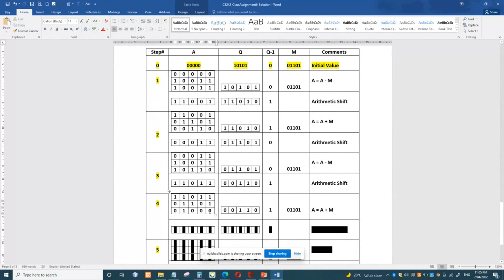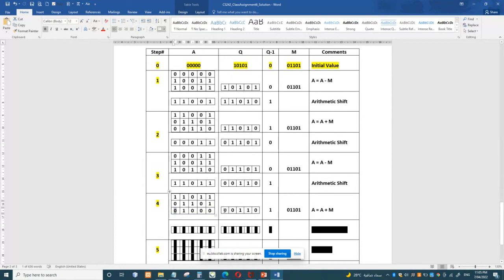1 plus 1 is 0, carry is 1. That carry 1 and this 1 is again 10. 0, carry is 1. That carry 1 and this 1 is 10. 0, carry is 1. 1 carry, this 1 and this 1, total 11. So this is 1, carry is 1. So 1 and this 1 is 10. So that is 0, and the remaining carry 1 will be discarded. So this is our A after addition, A equal to A plus M.